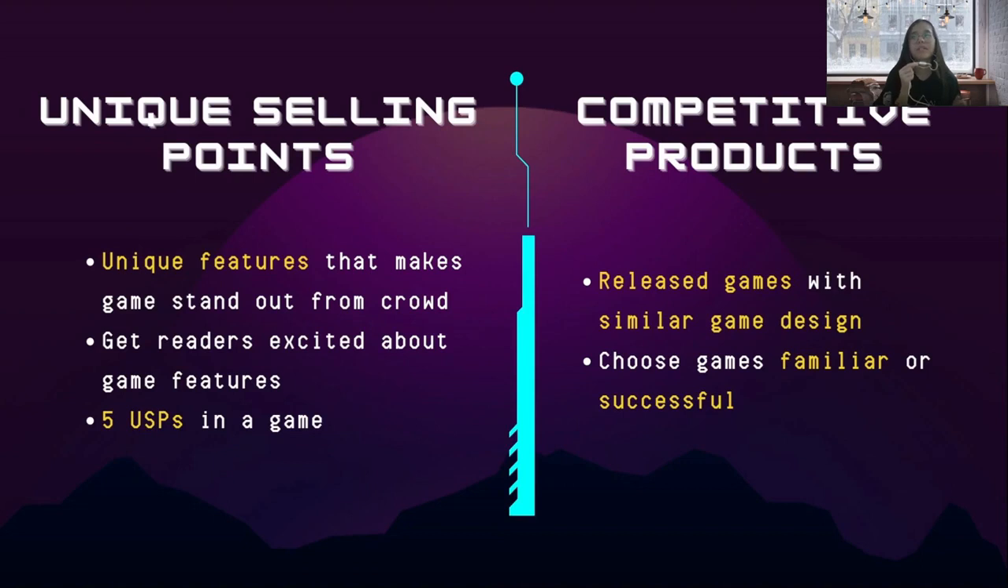Competitive products refer to the released games that have similar game design as yours. Choose games that people are very familiar with or that are successful, to help readers understand what your game is going to be. Publishers and marketers are very aware of how well or poorly a game sold.